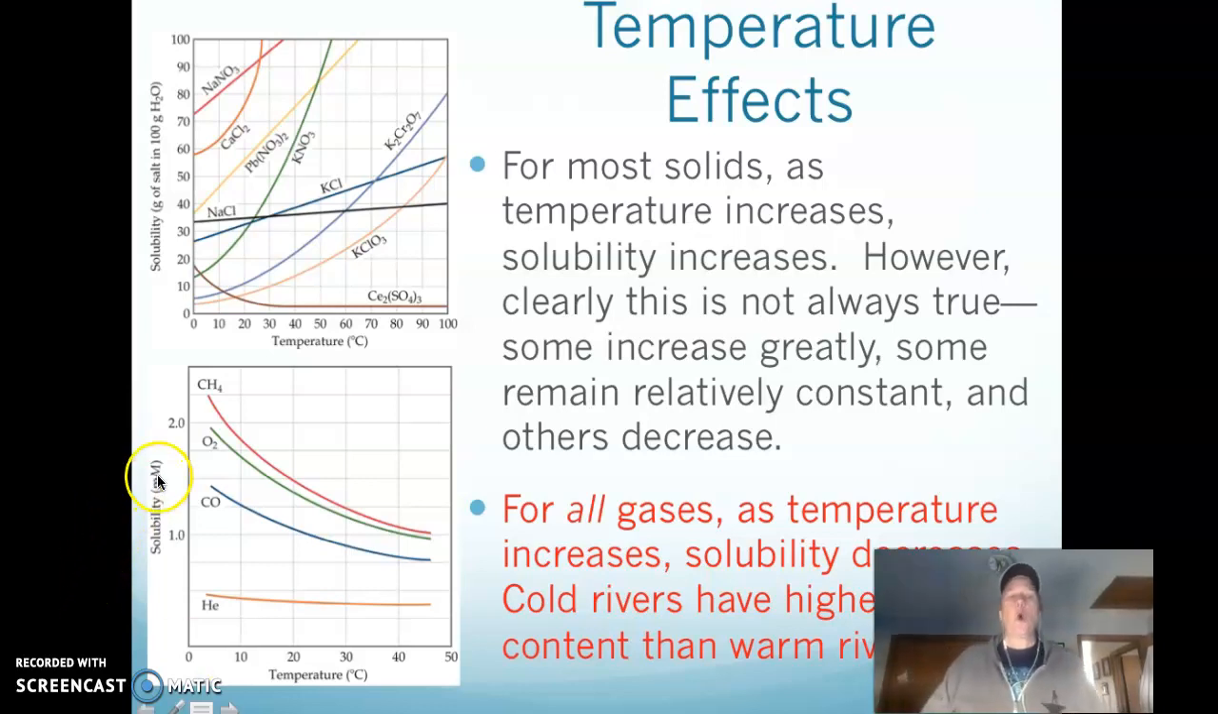But cold water has much more gases, especially oxygen, dissolved in it. As you heat it up, you lose the gas particles because they start moving around too fast and they escape. That's why all gases decrease in solubility. Here, helium, because it's a noble gas, doesn't change much, but you can see these other gases change quite a bit as you increase the temperature. So cold water is best for anything that lives in the water that needs oxygen.